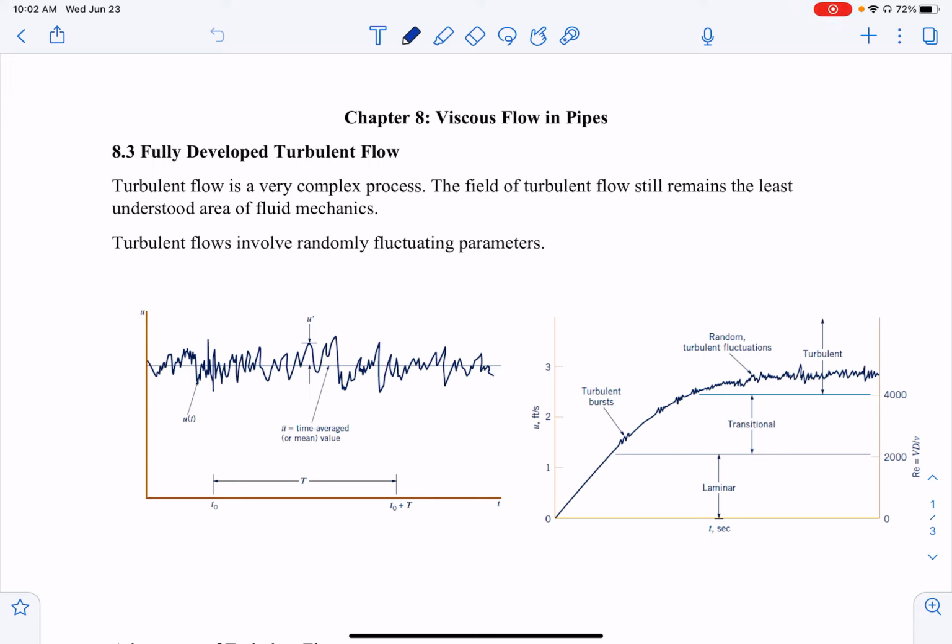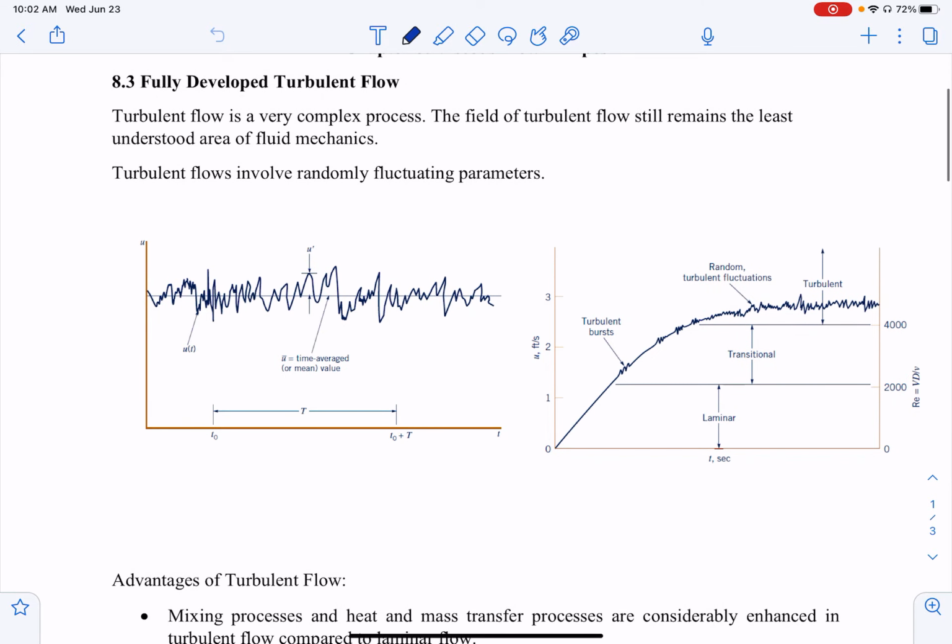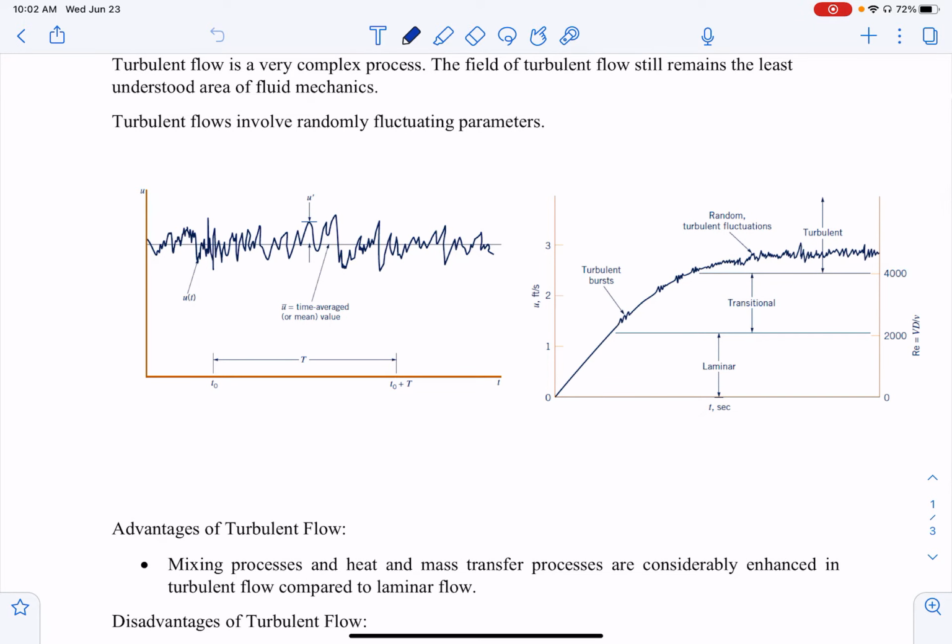So if we look at these figures right here, these are the laminar section that we have. This is the transition, and we can see it has just a little turbulence and also a mix between laminar and turbulent. And here we have lots of fluctuation, because in this region the Reynolds number is greater than 4,000. This is why we call this area turbulent.